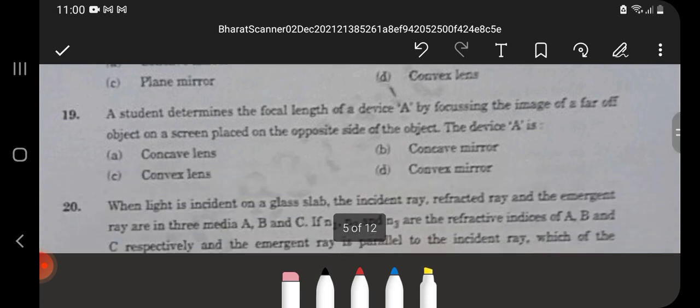19th question. A student determines the focal length of a device A by focusing the image of a far-off object on a screen placed on the opposite side of the object. The device A is... Answer is C, convex lens.